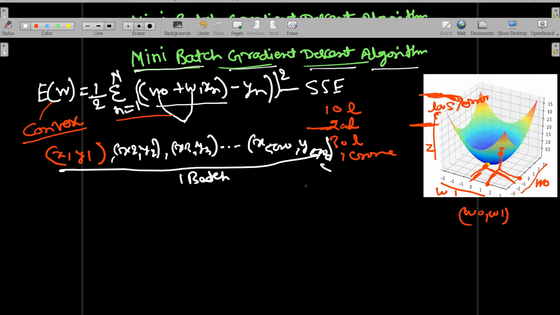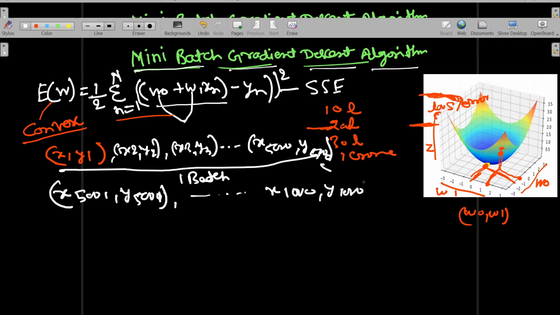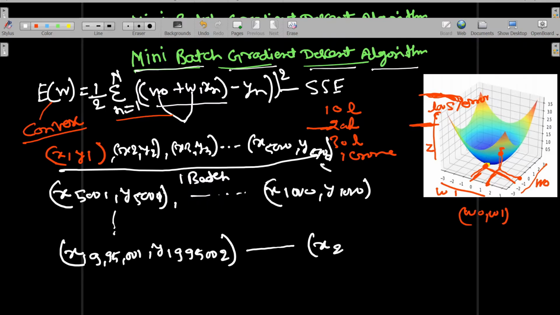Similarly we will start again from the second batch, x 5001, y 5001, from here, and then we will go to x 10,000, y 10,000, and then similarly we will go for x 1995001, and then y 1995002, to x 20 lakh, and then y 20 lakh.